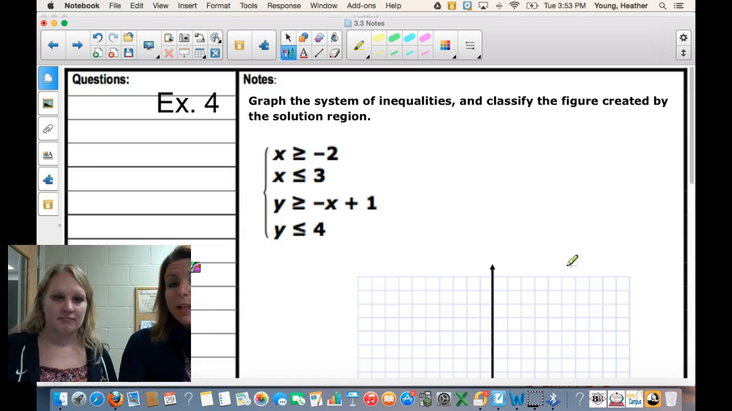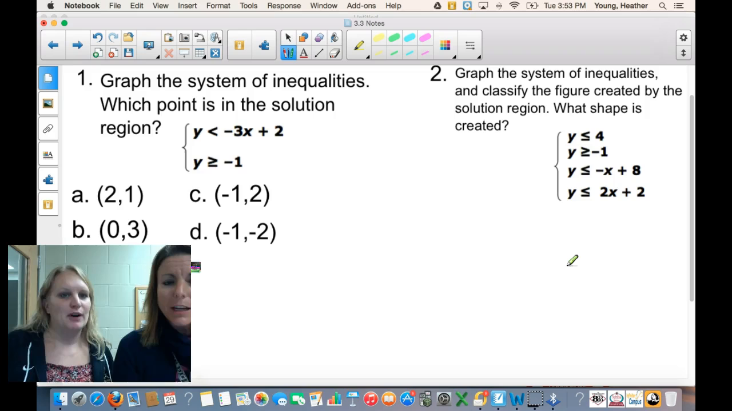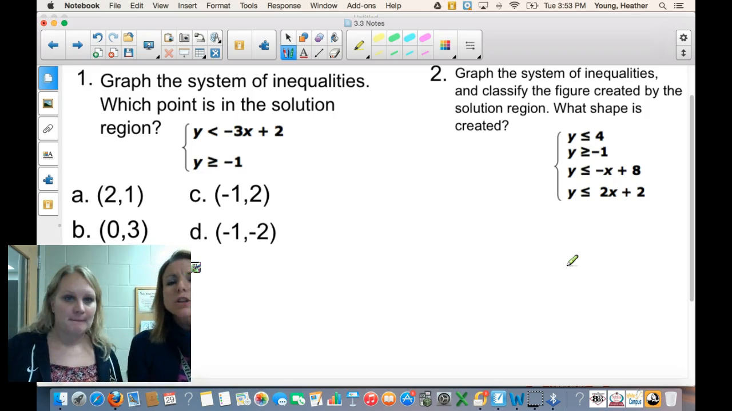All right. So let's go to the next page, which is an example we are going to do in class. Then we're going to scroll down a little bit here to your video questions. Now, please look carefully at these. Notice number 2.